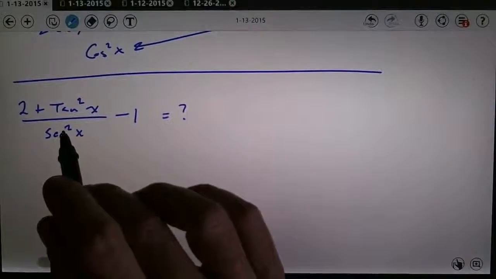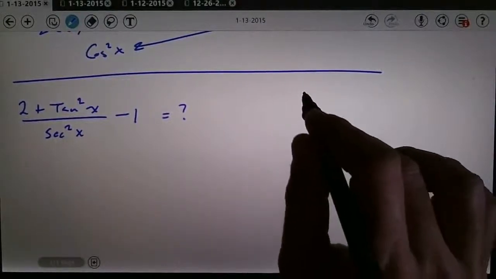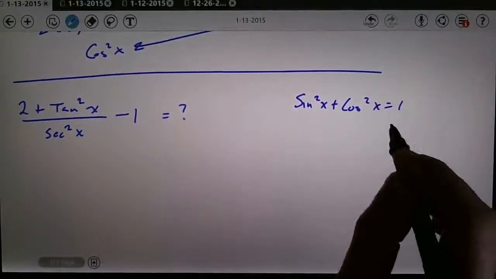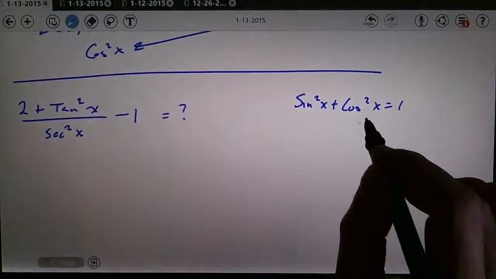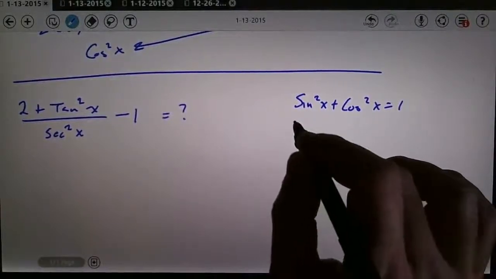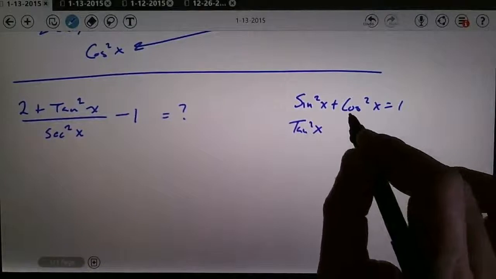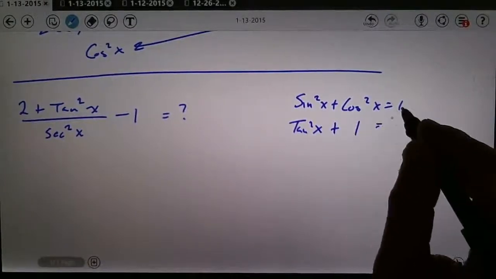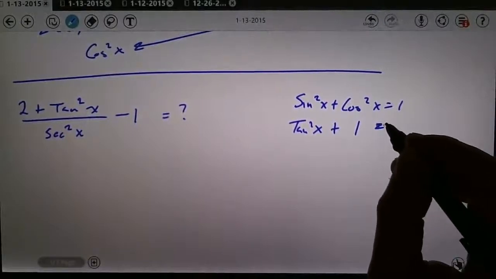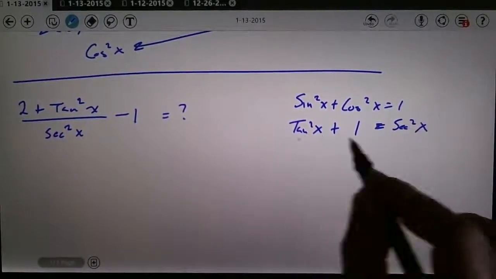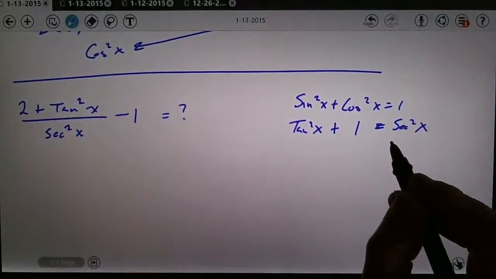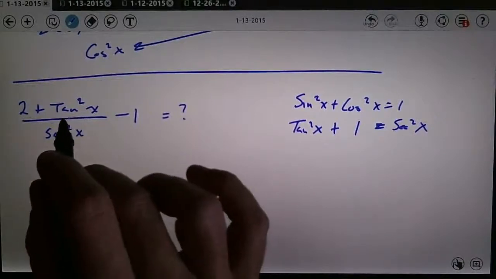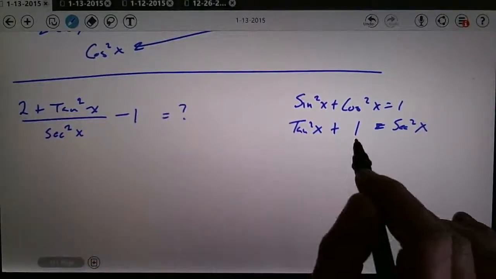Those go together as nicely as sines and cosines do, because we did have the identity that sine squared x plus cosine squared x equals 1, but if I divide everything here by cosine squared x, the sine squared x divided by cosine squared x is tangent squared x. Cosine squared x divided by cosine squared x is 1, and 1 divided by cosine squared x is secant squared x. So this is another one of the Pythagorean relationships. And I can see that 1 plus the tangent squared is equal to the secant squared. Well, I've got 2 plus the tangent squared. So I've got 1 plus the tangent squared.